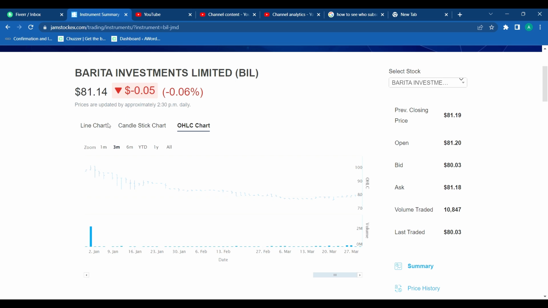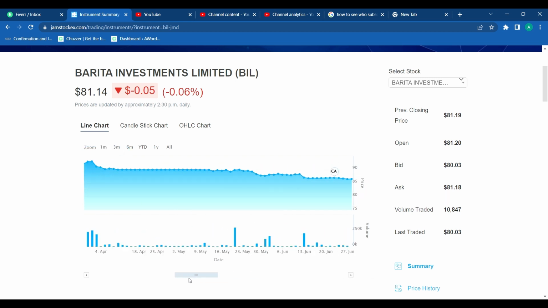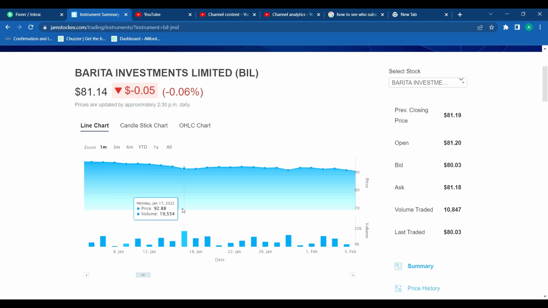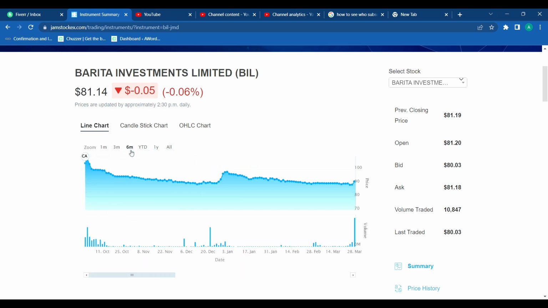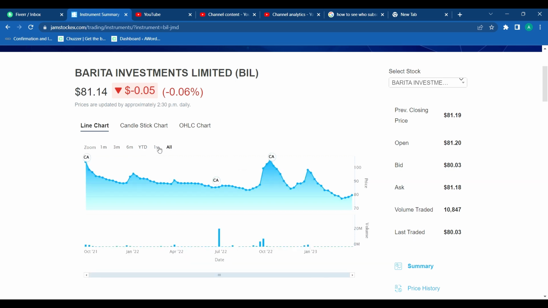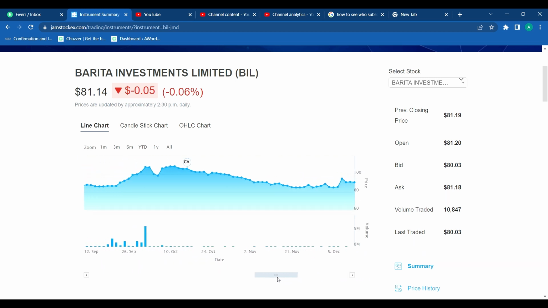Now the line chart displays the rise and fall in the stock price for each day for a period. We're currently on the 3-month period, which means this chart spans 3 months. You can also click the 1-month period, where it shows you fluctuations for only 1 month, or 6 months, year to date, and even 1 year. And then there's also an all tab. The best one to work with would be the 3 months, because you want an idea of how well the stock has been performing over a specific period, or 3 months, so to speak.